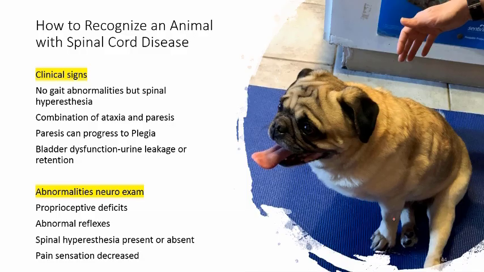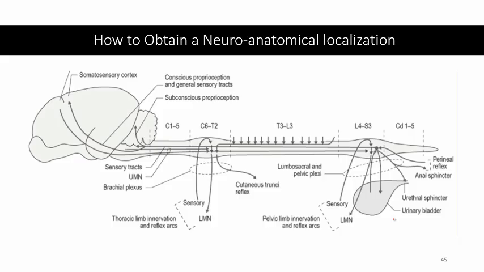So how do we recognize that an animal has spinal cord disease? Well, this is just clinical signs, right? They may have no gait abnormalities, but they may have spinal hyperesthesia, or they could have a combination of ataxia and paresis, and the paresis can progress to plegia, and they can have bladder dysfunction. So they can have all of those signs, or they can have one of those signs. The abnormalities that we see on the neuro exam generally are proprioceptive deficits, abnormal reflexes, spinal hyperesthesia may be present or it might be absent, and we may have decreased pain sensation.